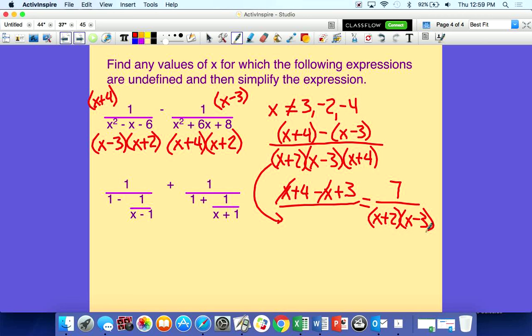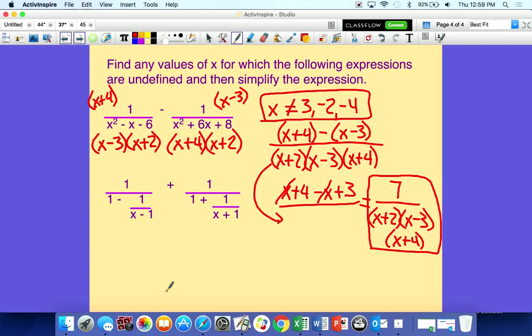x minus 3, and x plus 4. And that is our answer as long as x does not equal 3, negative 2, or negative 4. Alright, so make sure you find these first every single time, because sometimes they're going to drop out and you cannot do it at the end.